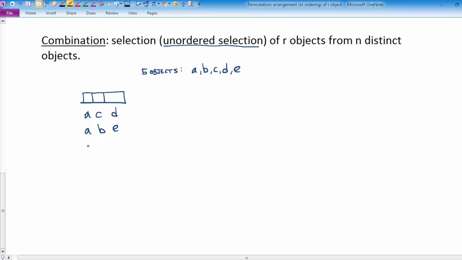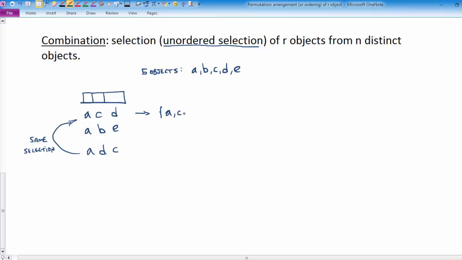Now, however, I want to make sure that you understand that if you switch C and D here, that's the same as this one. It's the same selection. So we cannot use the same formula as for permutation, obviously, and we will have a smaller number of selections compared to the number of permutations. To express permutations, we used tuples, but to express selections, to express combinations, we simply use subsets.